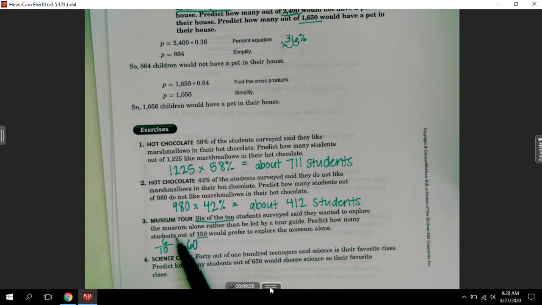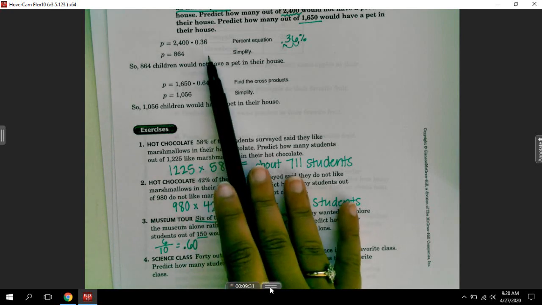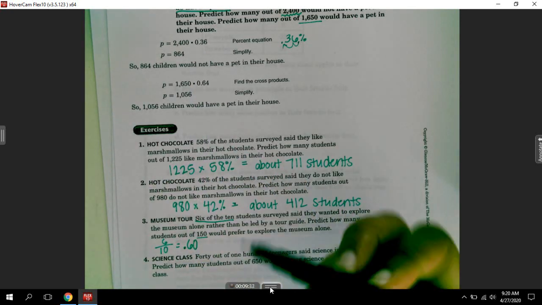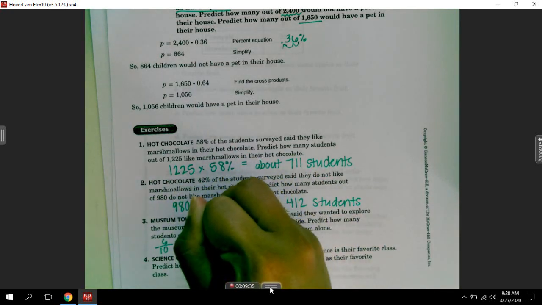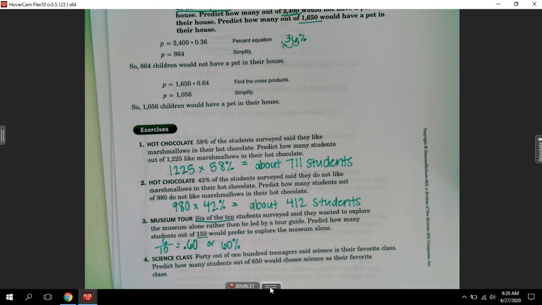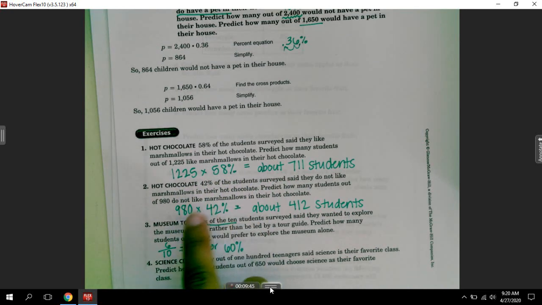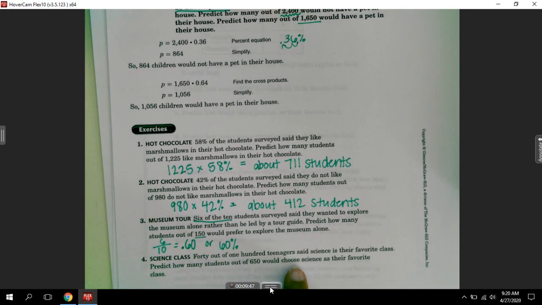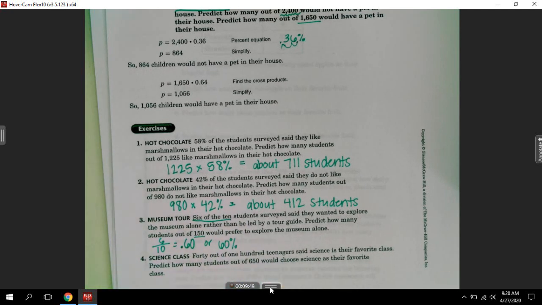So again, you can just simply use this 0.60 and multiply like they did in the example, or you can say that this is 60% and use that percent sign. Either one of these options works. You're just taking that 6 out of 10 and turning it into a percent. So you simply say 6 divided by 10.